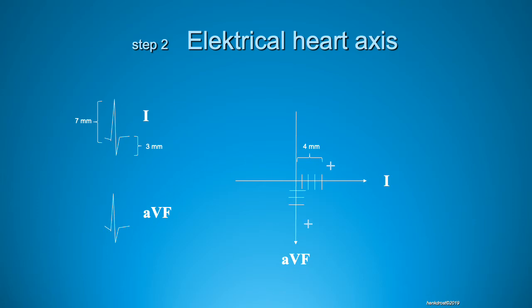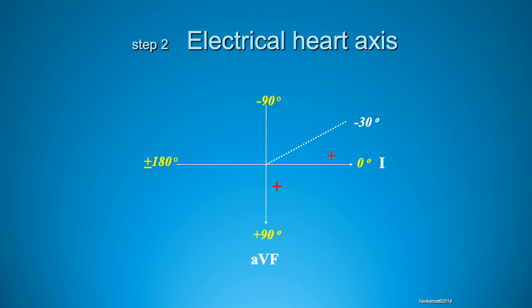The same we do in AVF, and let's say the net result is 3 millimeters positive, and we draw that on lead AVF downwards because it is in the positive direction. Then we define the vector, and we have the heart axis in the frontal plane. We express heart axis in degrees.